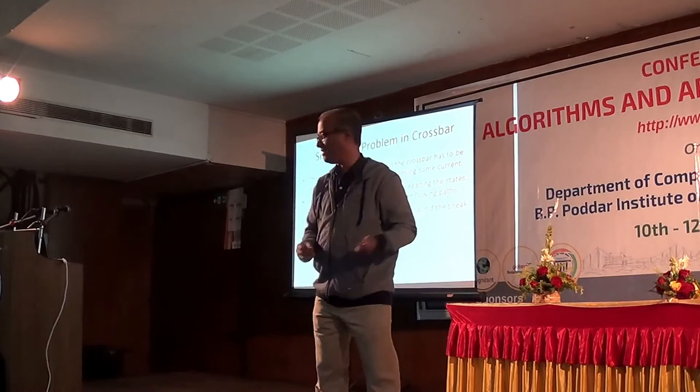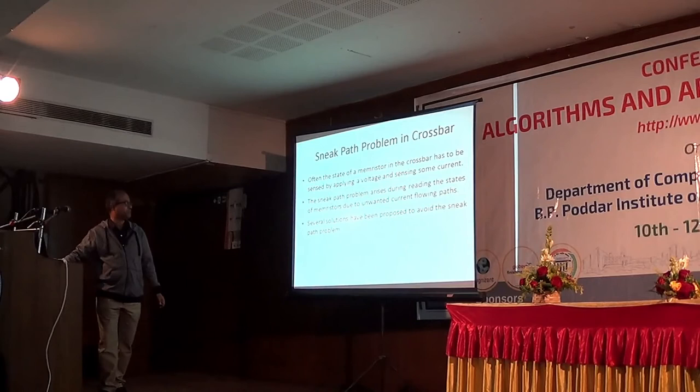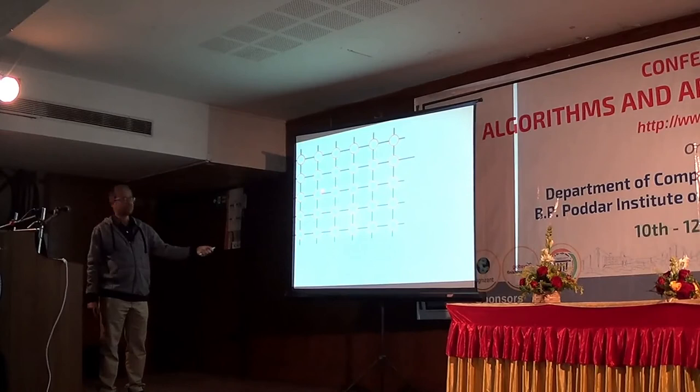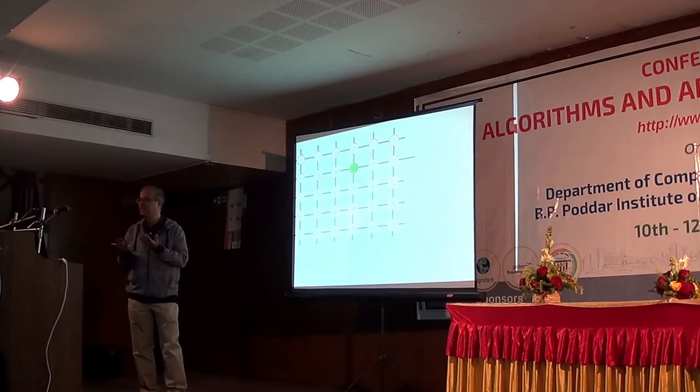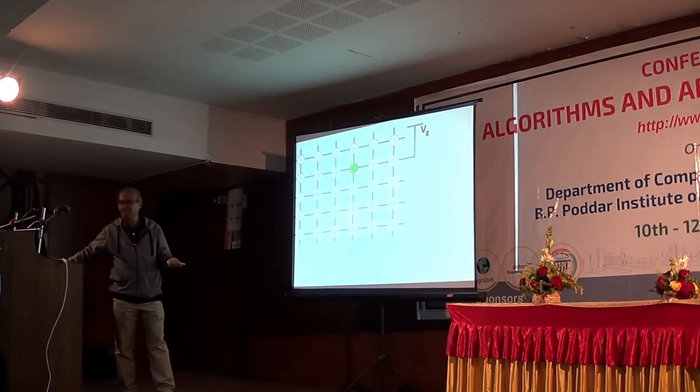How does it happen? Let's take an example to illustrate. This is called the sneak path problem. Suppose I have a crossbar like this: rows, columns, and these circles denote the memristors. Suppose I want to read the state of this memristor. How can I do that? A very simple way is to apply a voltage on the row and measure the current that is flowing in the column.